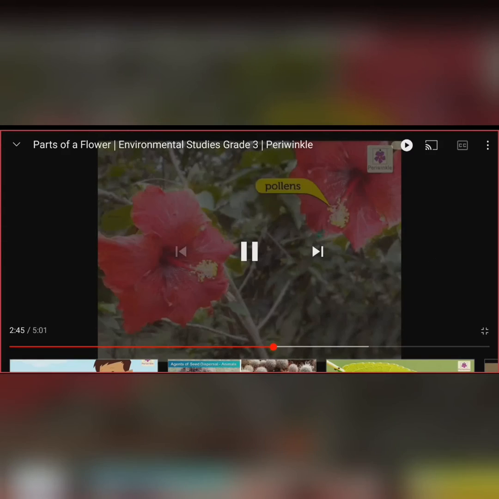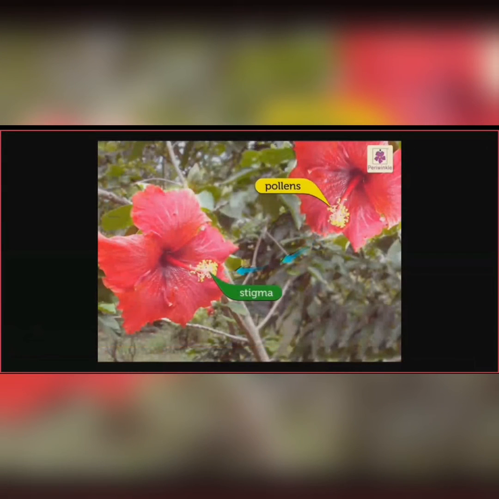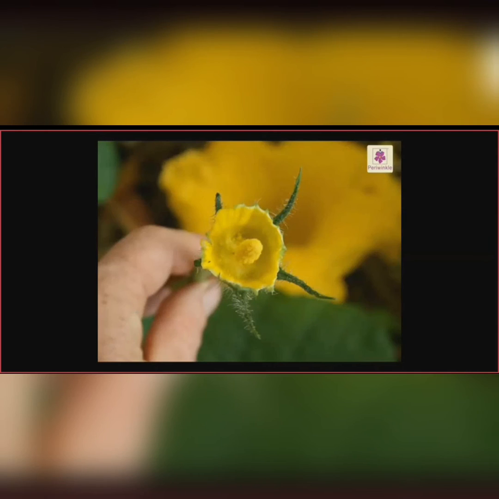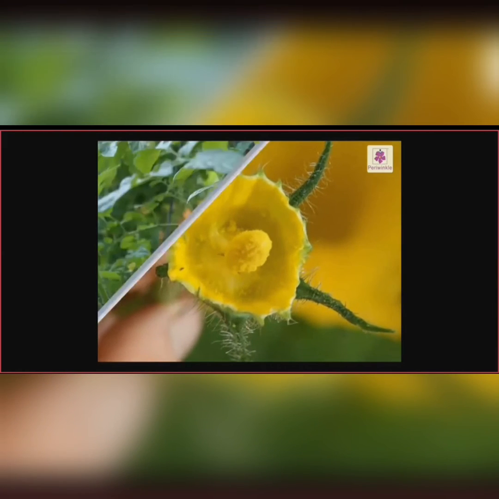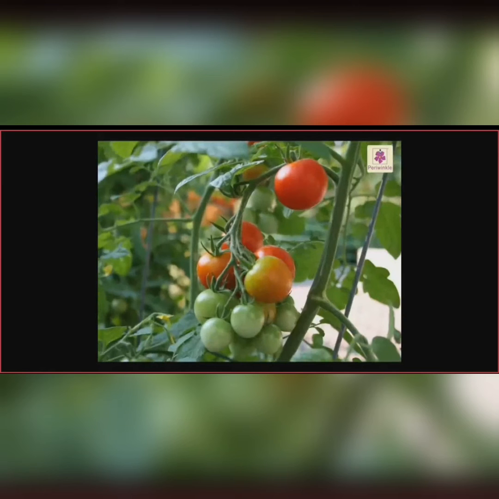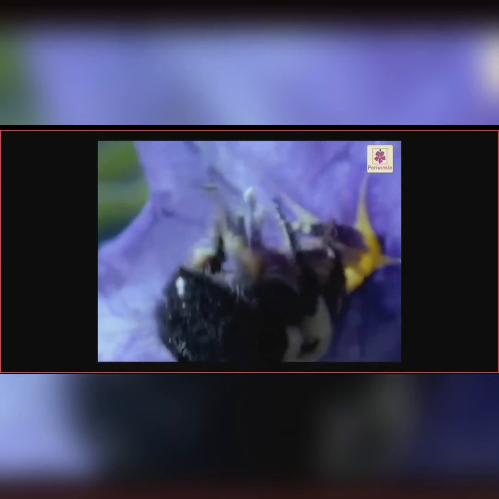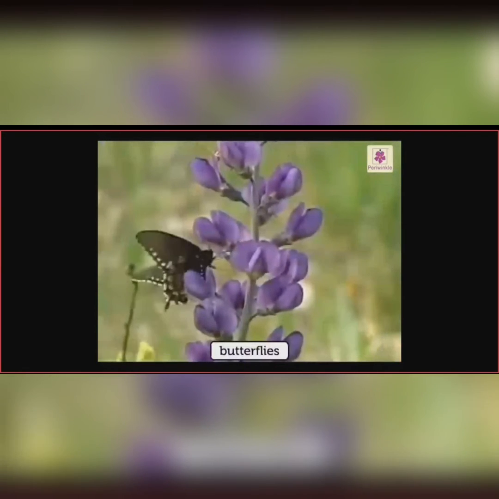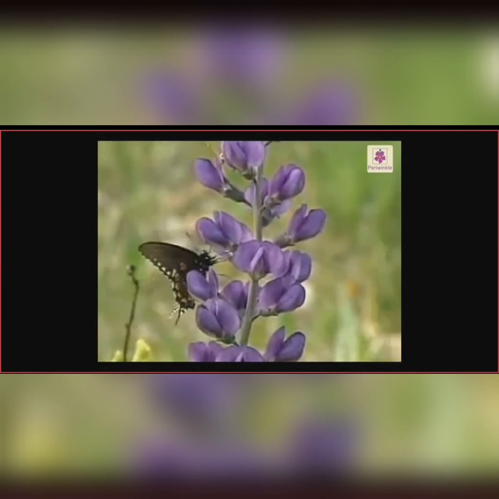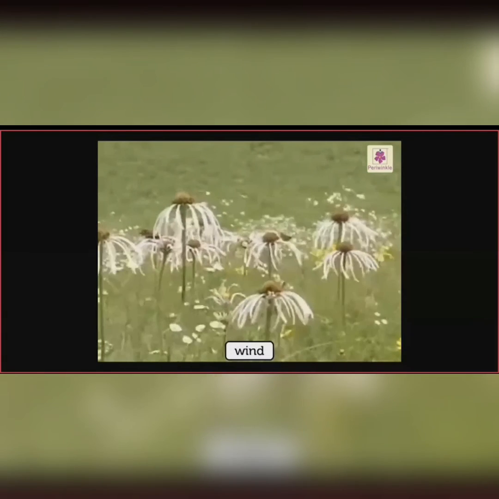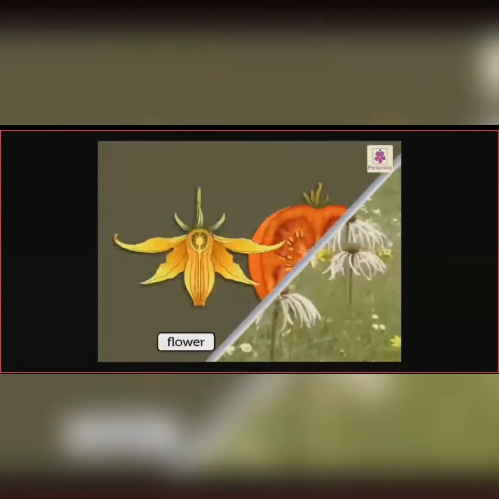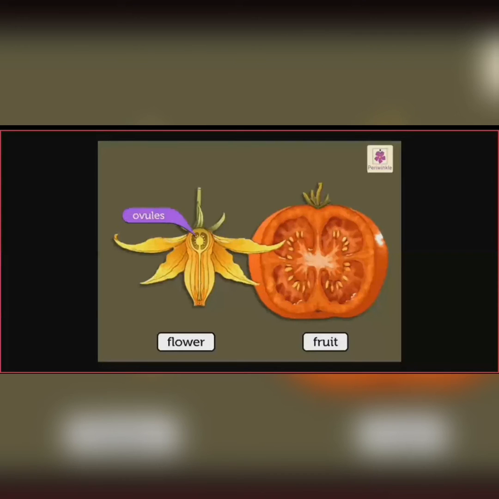Pollination. When pollens from a flower are transferred to the stigma of another flower of the same type, pollination takes place. For example, pollens from a tomato flower can only pollinate another tomato flower. Generally, insects like bees and butterflies carry pollens from one flower to another flower. Sometimes the wind also brings about pollination. After pollination, the ovules form the seeds, and the flower slowly turns into a fruit.